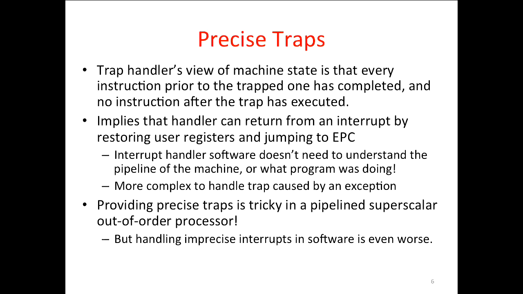Okay, so basically it's hard to do this in a complex processor, providing precise traps, but it's even worse to try and deal with it in software if you don't have precise traps. So a very simple model. Trap occurs, you point out one instruction, that was the culprit. Do the handler, you can just restore back at that one instruction. Very clean. That's a precise trap.